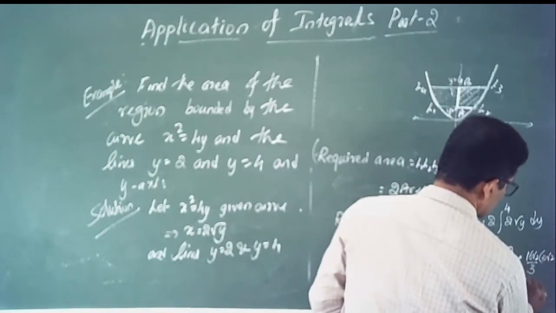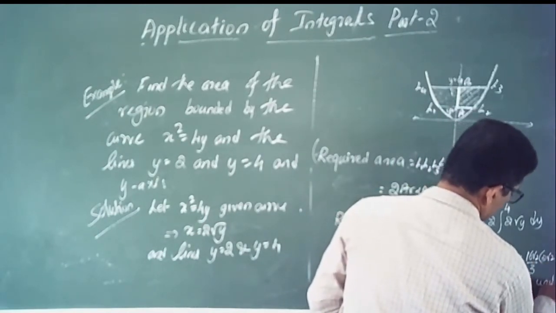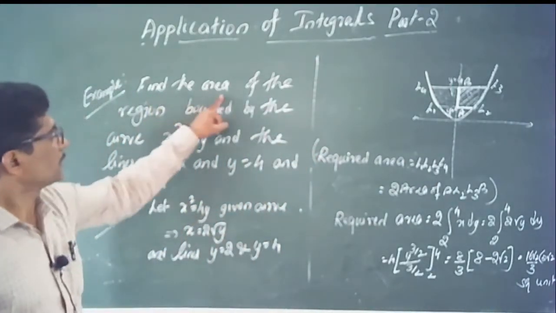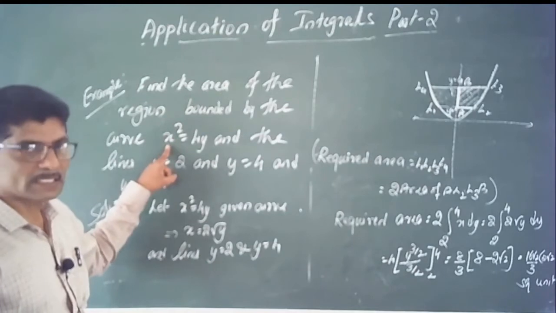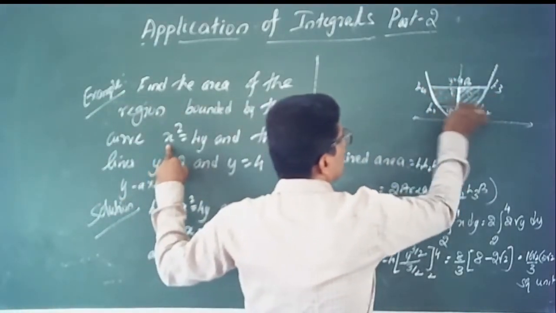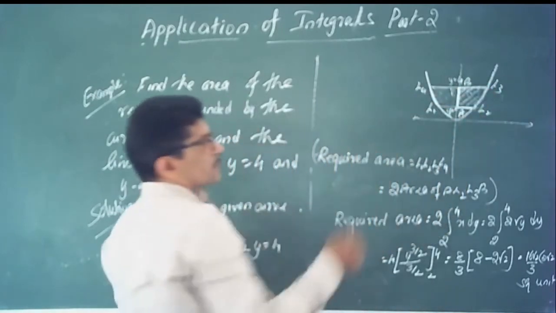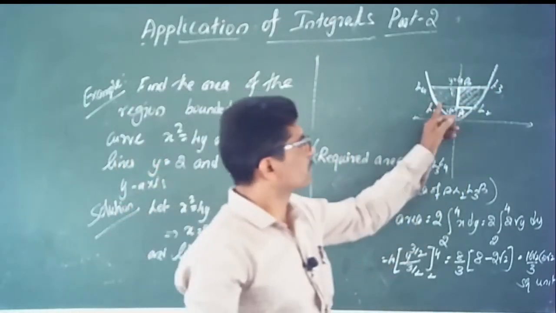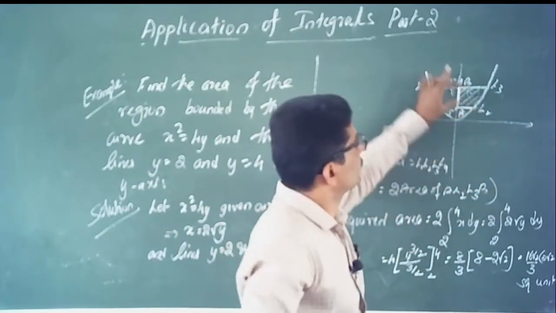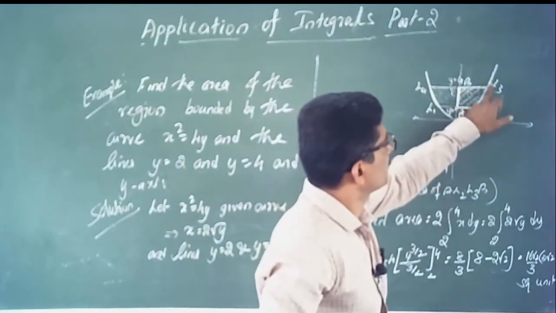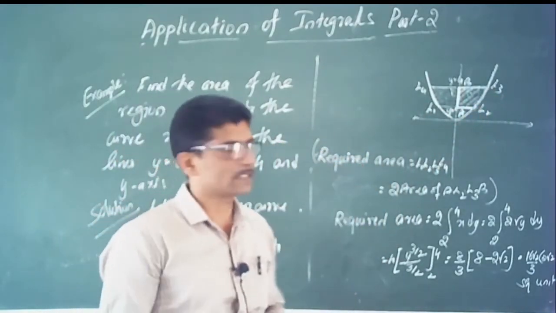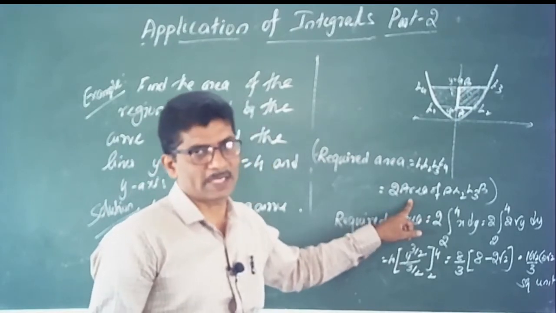minus 1 square units. This one is the required area. Area of the regions bounded by this curve. The curve comes here and here, and the line, and it is symmetric with respect to the y-axis. Therefore, here you know that integral from a to b f of x dx, the y-axis and this curve are the boundaries. Therefore, we are multiplying by 2.